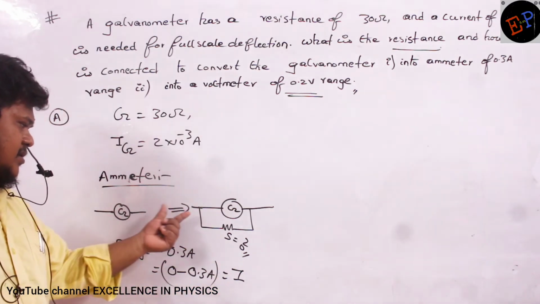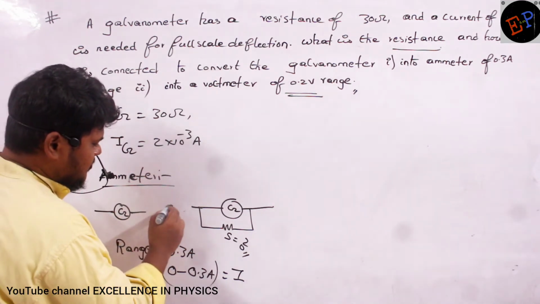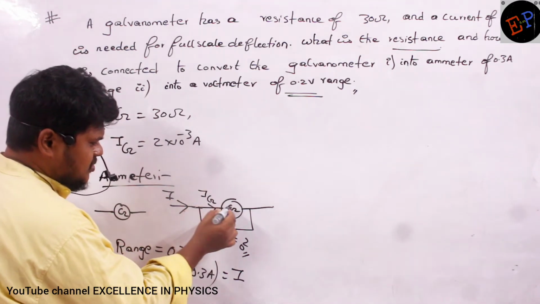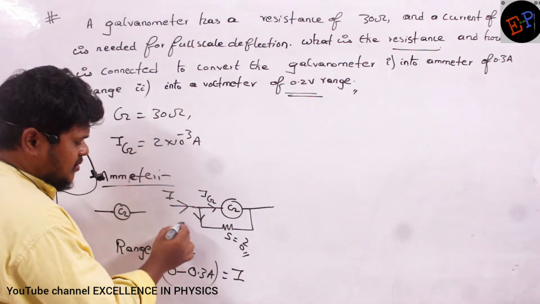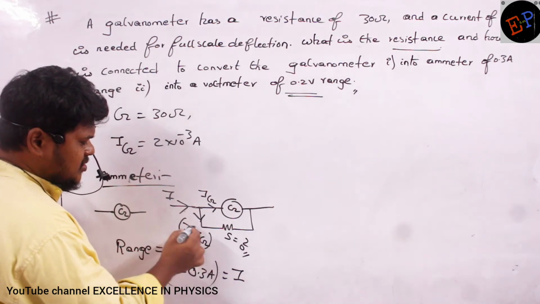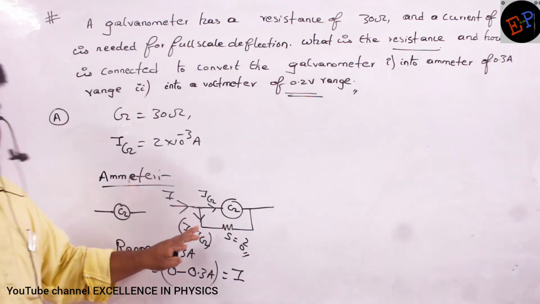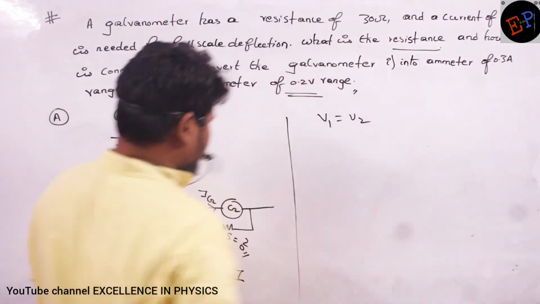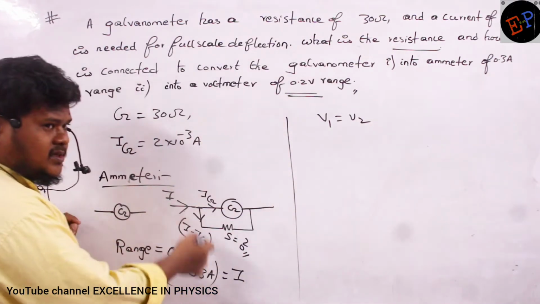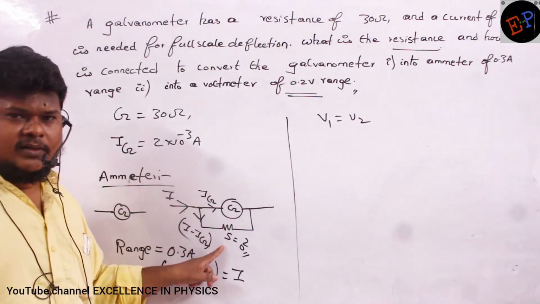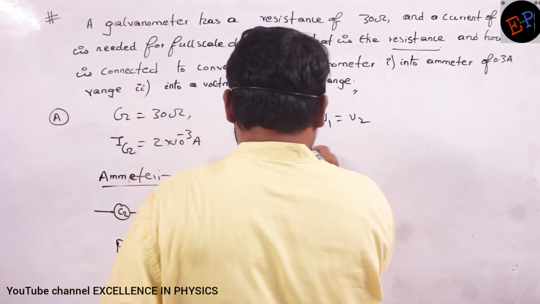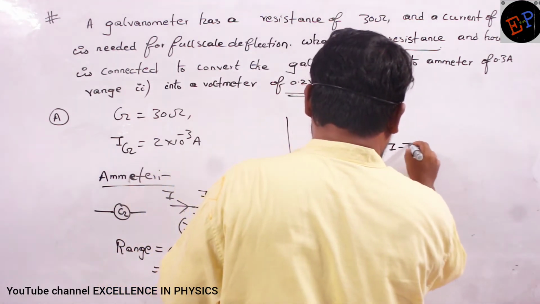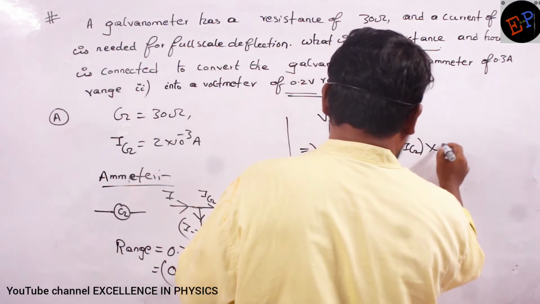Let us draw here. Total current is I. Out of this I current, Ig current flows into the galvanometer. The remaining current is I minus Ig, and it flows into the shunt resistance. This is what we have studied. According to Ohm's law, V1 is equal to V2. The potential difference in the first branch is equal to the potential difference in the second branch, because these two branches are connected in parallel. So Ig into G is equal to (I minus Ig) multiplied by the shunt resistance S.